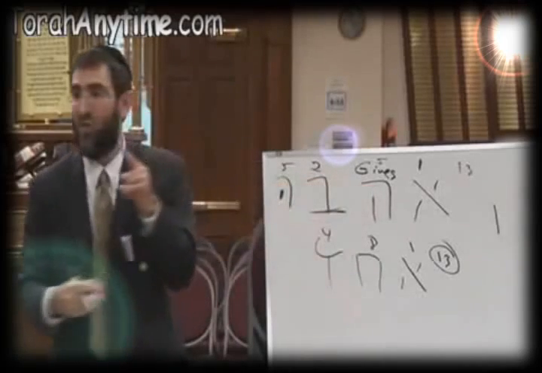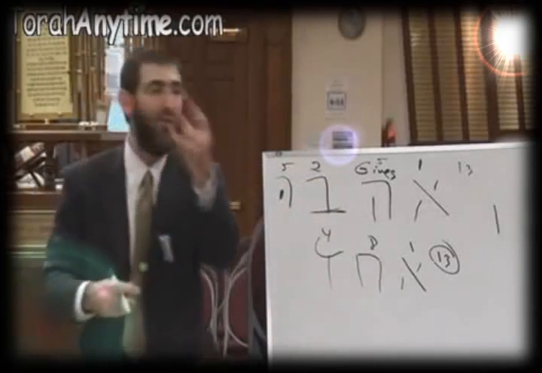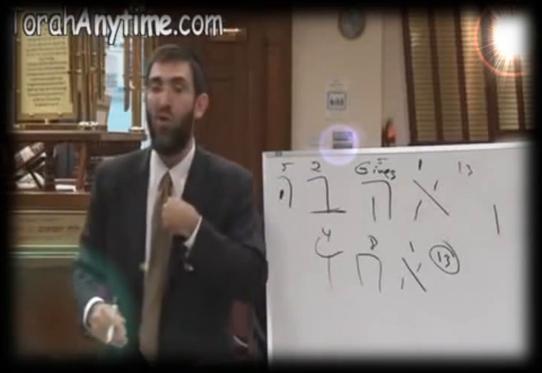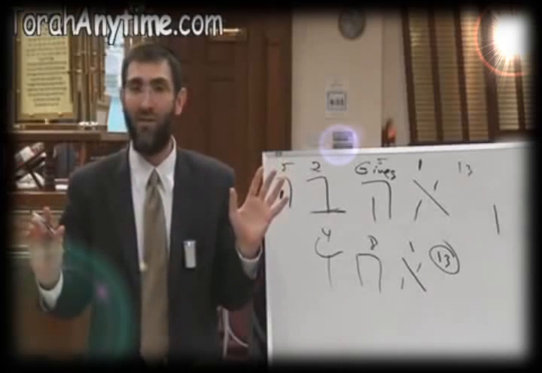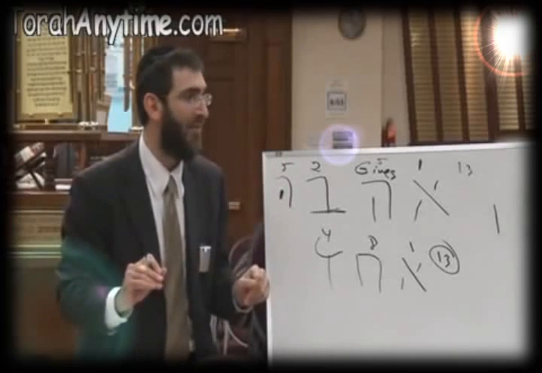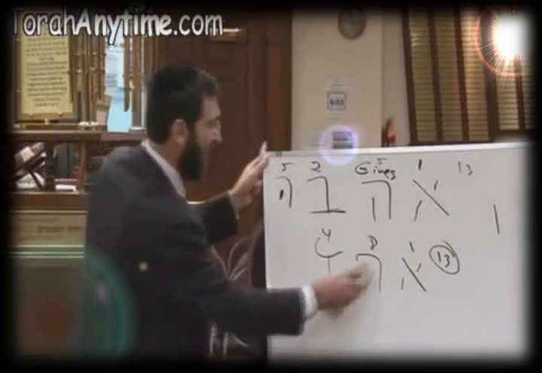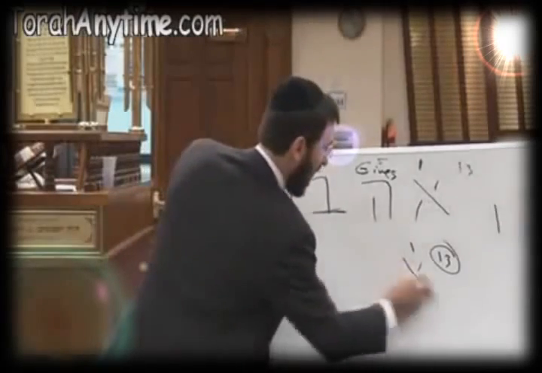Ahava is 13, Echad is 13. If you can be part of me, I'll love you. But the way you're going to be part of me is only if I invest in you through giving. That's what it is. If you don't give, there's no love. But let's take it a little deeper. If that's not deep enough, we'll go a little deeper with it.